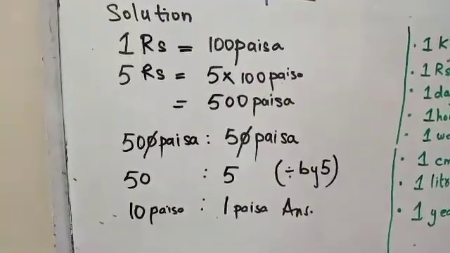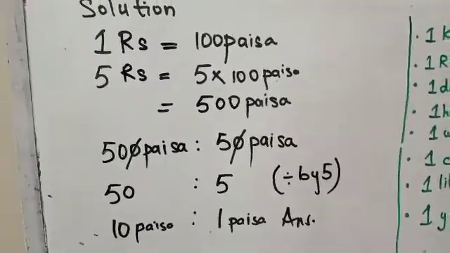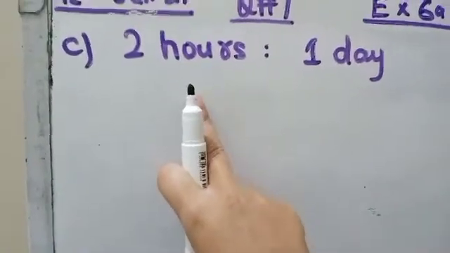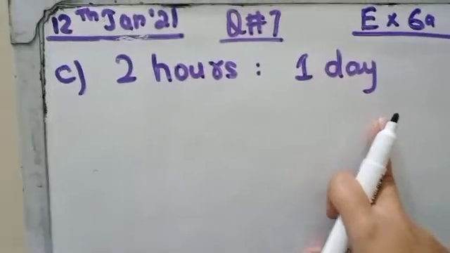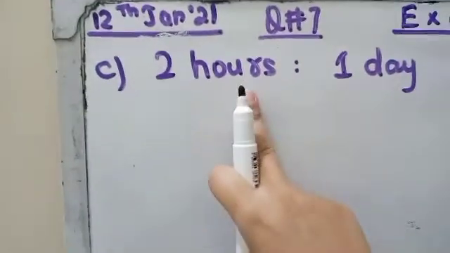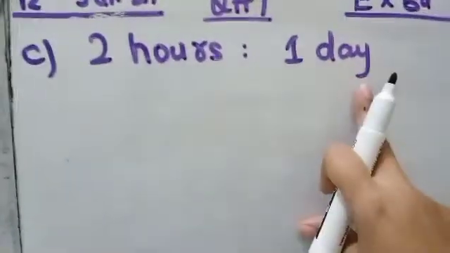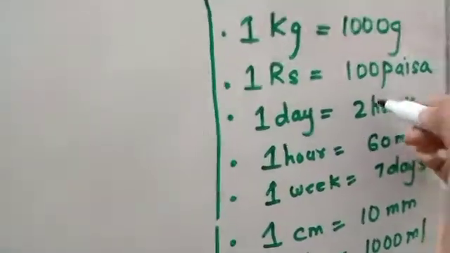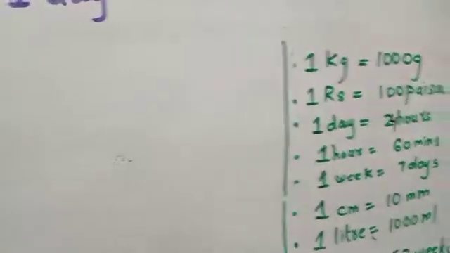Very simple. I am doing one more question with you and it will make your concept more clear. Okay. See, now the C part is given: 2 hours is to 1 day. Now again, you would have recognized which unit is smaller. This is hours and this is day. So which unit is smaller? Hours is smaller and day is bigger. So I will go back to my conversion. I know my 1 day is equal to 24 hours.